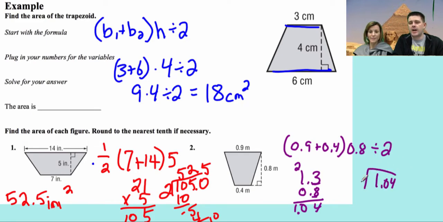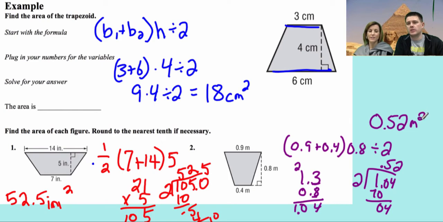Last step is to divide by 2. Put my decimal in there. 2 goes into 10 5 times. And then 2 goes into 4 2 times. And I get an answer of 0.52. So 52 hundredths. We're dealing with meters, so it's going to be meters squared.